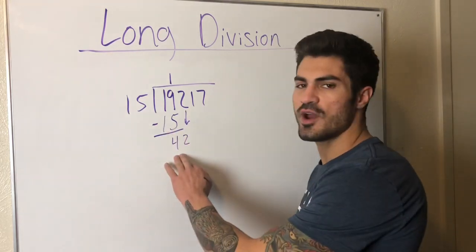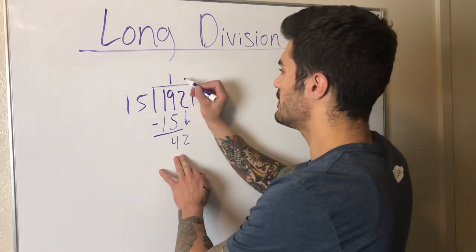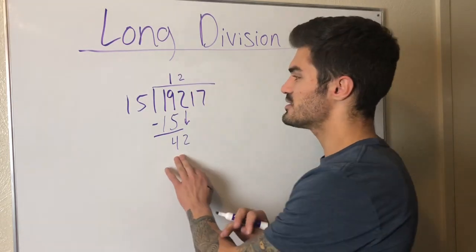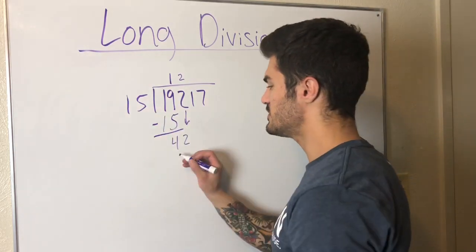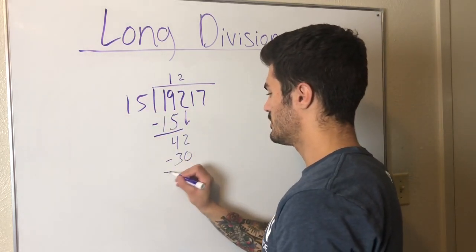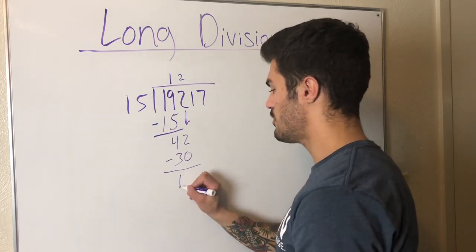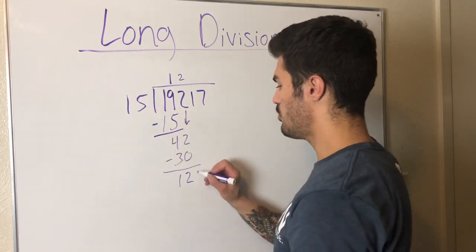15 goes into 42. How many times? 2, right? And that's going to give us 30, because if I do 3, that's 45. That's too big, so it has to be 2. 2 times 15, that's 30. So I subtract down. I get 12. And now I bring down my 1.